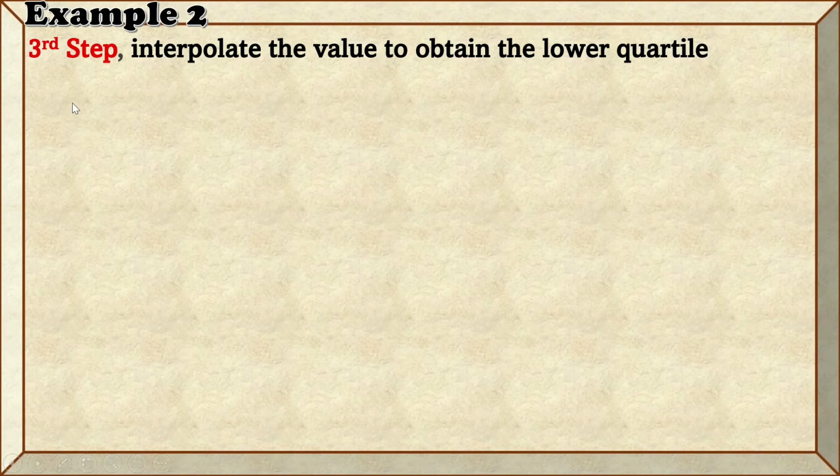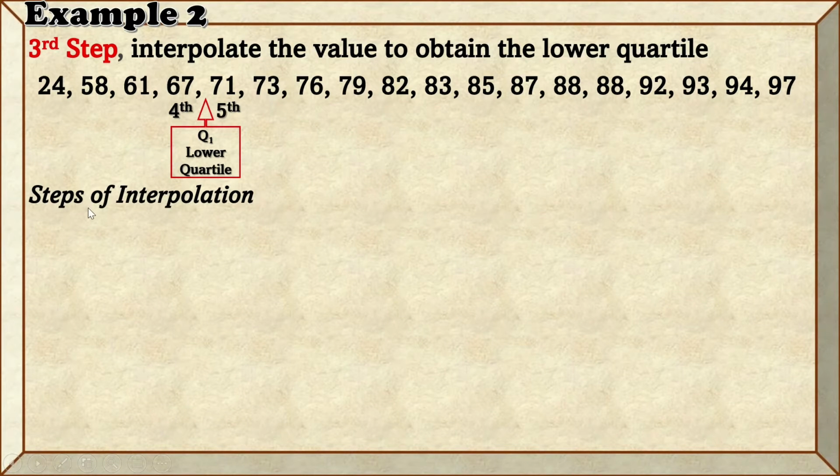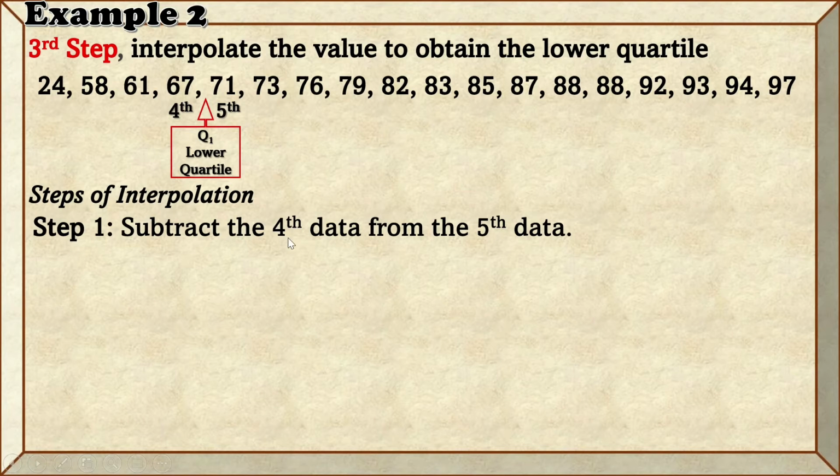So we have the third step. Interpolate the value to obtain the lower quartile. Okay, so this is our data, and again, the 4th score is 67 and the 5th score is 71. So the position of the lower quartile is here. So here are the steps of interpolation. Step 1. Subtract the 4th data from the 5th data. Since the 4th data is 67 and the 5th data is 71, we have 71 minus 67 is 4.